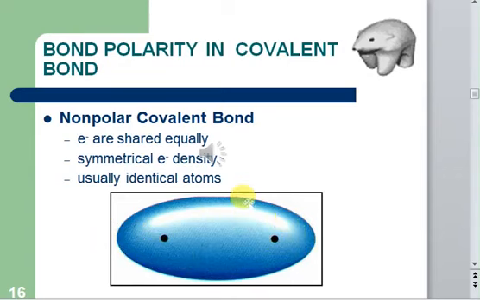What do we mean by symmetrical electronic density? It means this atom has the same amount of electronic density as this atom. So such a bond in which the electrons are shared equally is known as a nonpolar covalent bond. Electrons are shared equally and the electronic density is symmetrical between the two atoms. And normally a nonpolar covalent bond is formed between two identical atoms. If the two atoms are exactly the same, then the covalent bond will be known as the nonpolar covalent bond.